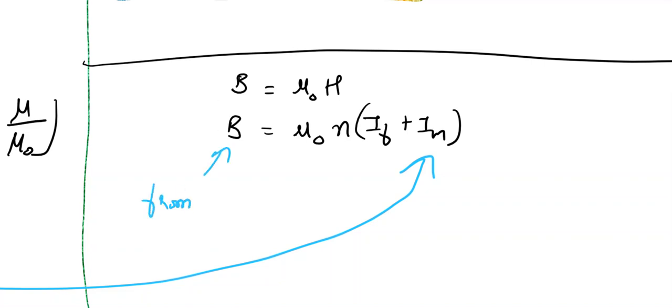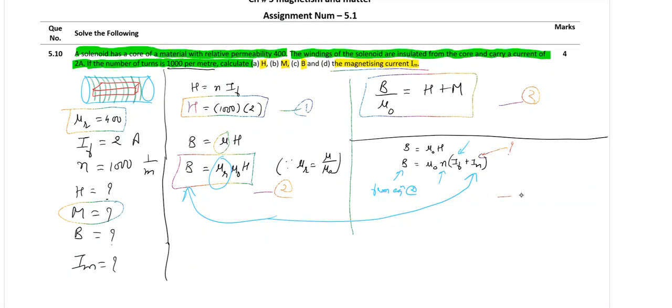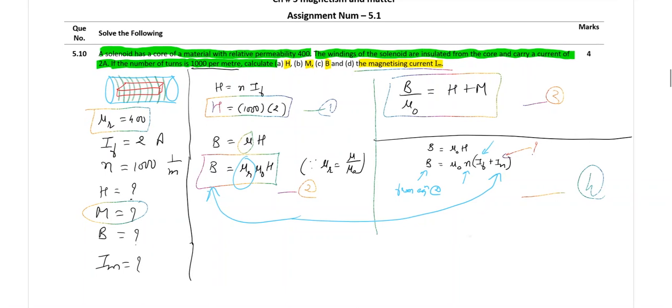Okay, from equation 2 you will get B value, and rest of the things are available. n is known, I_F is known. We should be able to calculate I_M. So substitute values and equation 4 will give you magnetizing current.